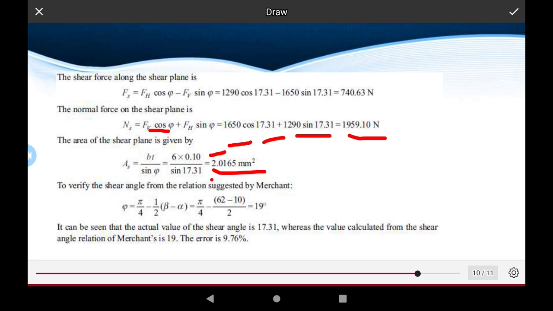To verify the shear angle from the relation given by the Merchant circle: phi equals pi by 4 minus half of beta minus alpha, which is 45 minus half of 62 minus 10, equal to 19 degrees. Comparing the actual value of the shear angle with the value calculated from the Merchant circle relation, the error is 9.6676%.